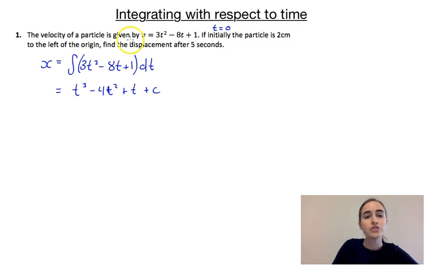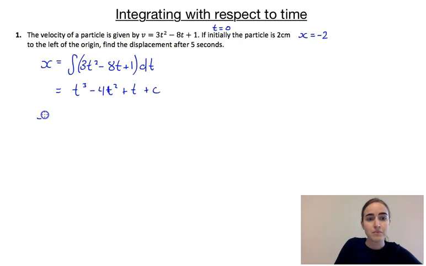Now, if the particle is 2 centimeters to the left of the origin, we say that the displacement is minus 2. So if the particle is to the left, or if it's below the origin, then we're going to have a negative displacement. If it's above or it's to the right, then it's going to be positive. So the extra piece of information we're given is at t equals 0, x equals minus 2. So we can substitute those two pieces of information in here to find the value of c.